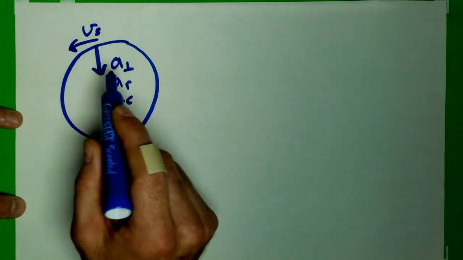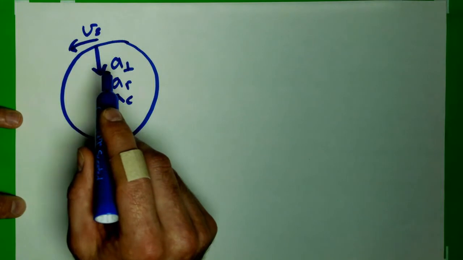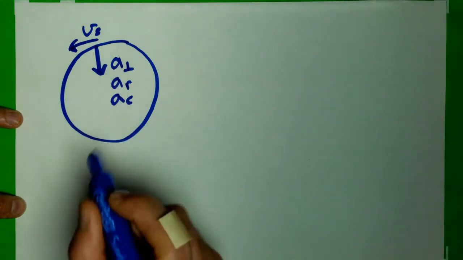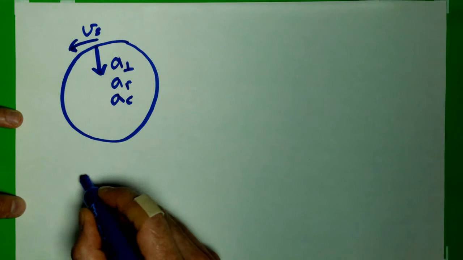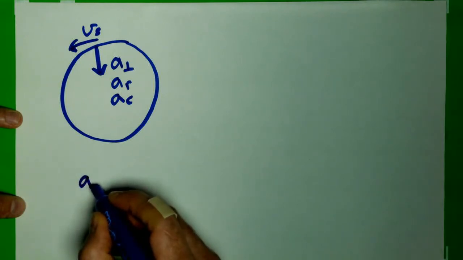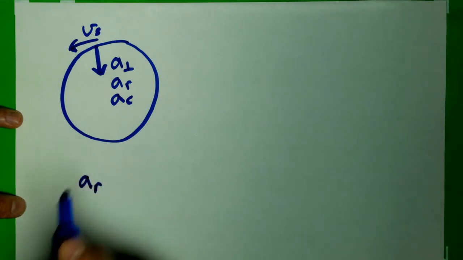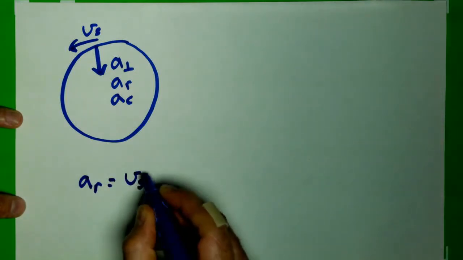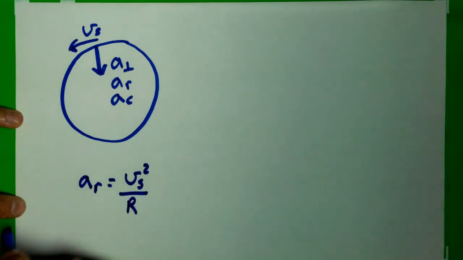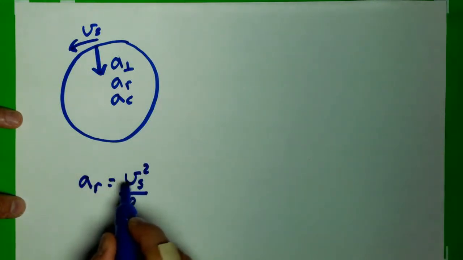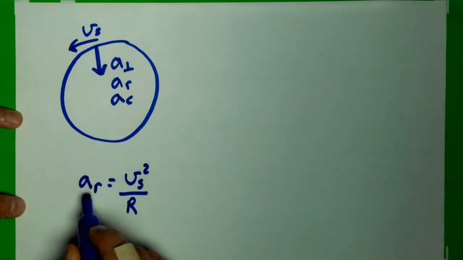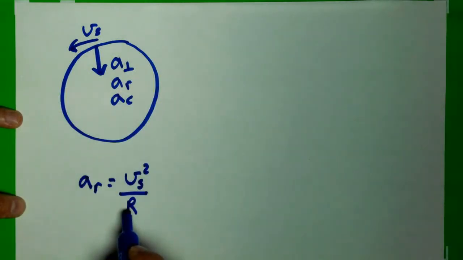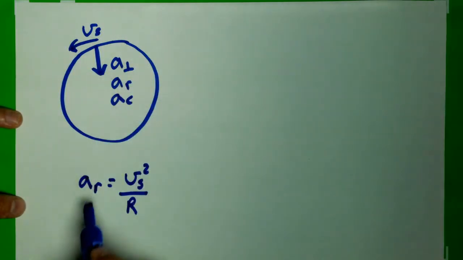Now, the derivation to show the relationship is a little bit tricky, relying on some geometry and a small angle approximation, but the result is very important. The acceleration, which I'm going to write down as a sub r, to emphasize that radial nature being perpendicular to the circle circumference, is equal to v sub s squared over the radius of the circle. So the direction changing acceleration is proportional to the square of the speed along the circle divided by the radius of that circle.